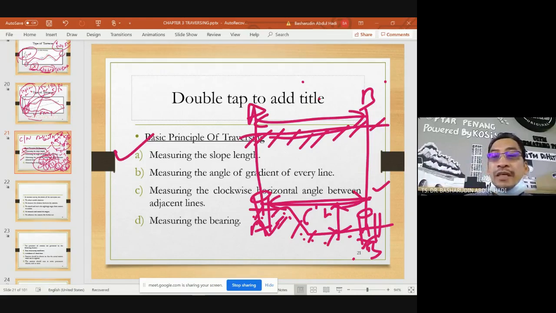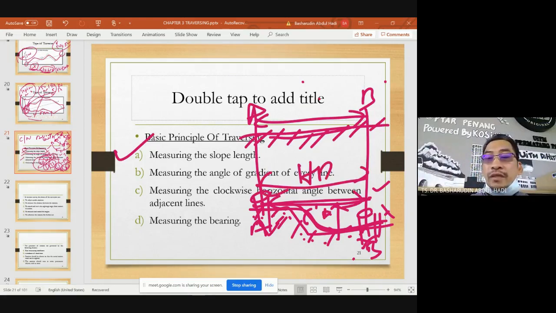Normally students measure like this. This is wrong. They follow the topography. We do not measure the slope distance. We measure the horizontal distance. This one is slope distance. So this one is right, this one is wrong, in the basic principle of traversing.